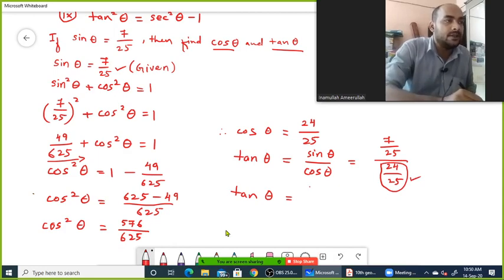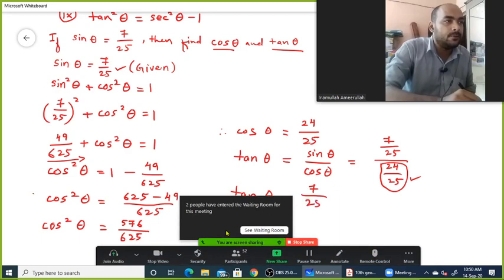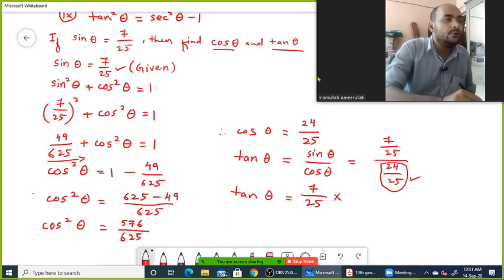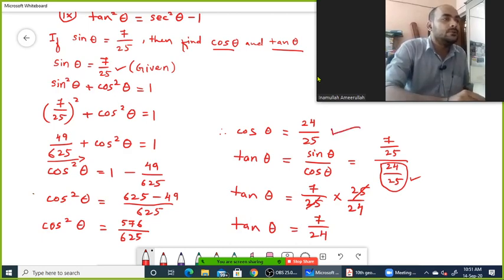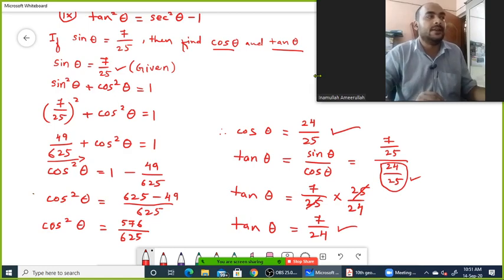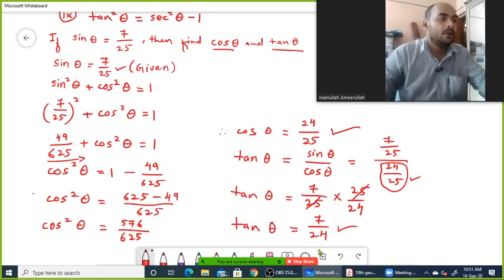So this can be written as 7 upon 25 into 25 by 24. So 25 will get cancelled. So tan theta is 7 upon 24. So cos theta is 24 by 25 and tan theta is 7 by 24. And this is the procedure to find out cos and tan if sin theta is already given. Hope it is clear to everybody.